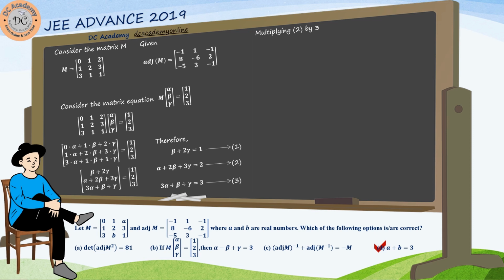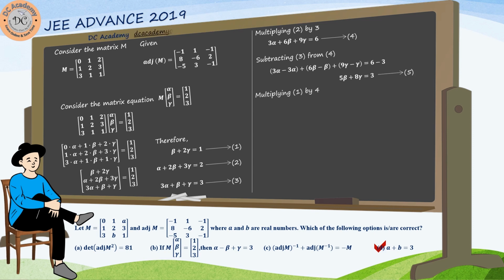Let's go ahead. So from equation 2, we are multiplying that equation by 3. So we get the basic simple equation: 3 alpha plus 6 beta plus 9 gamma is equal to 6. Put it as equation number 4. Subtract 3 and 4. If we do so, we get 3 alpha minus 3 alpha, 6 beta minus beta, 9 gamma minus gamma is equal to 3. So therefore 5 beta plus 8 gamma is equal to 3. Put it as equation number 5.